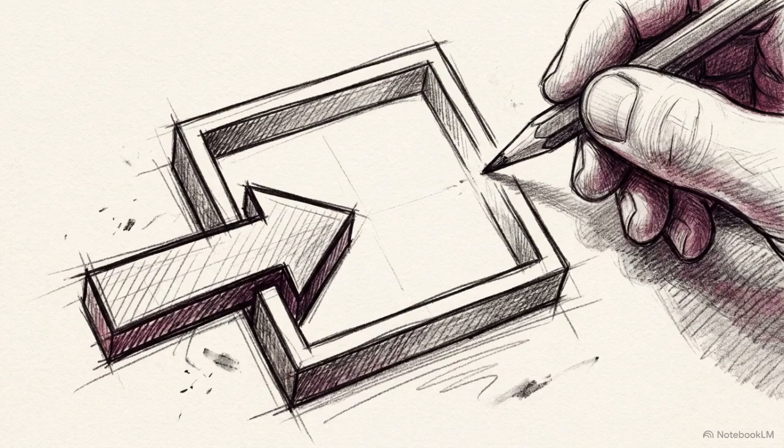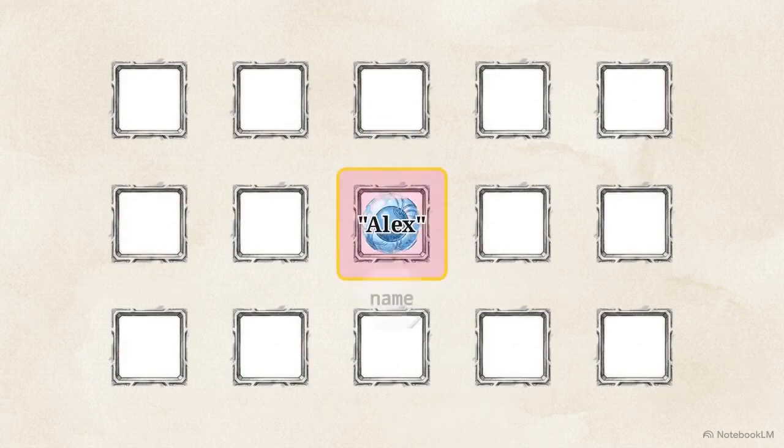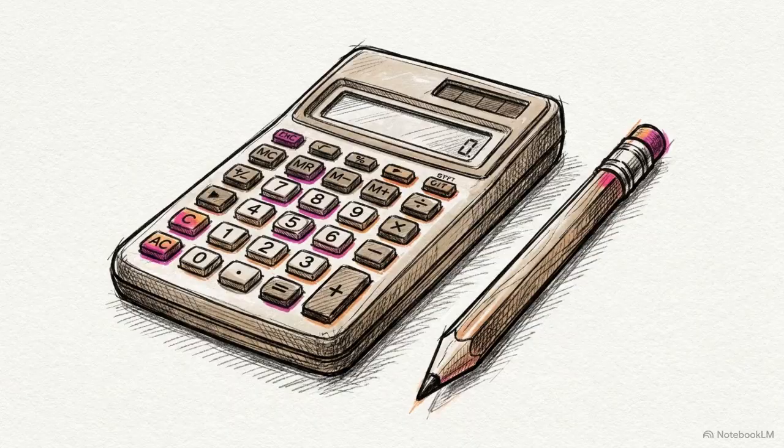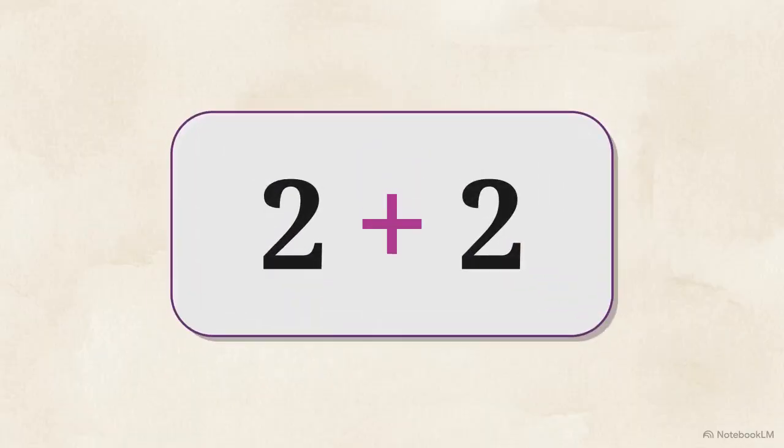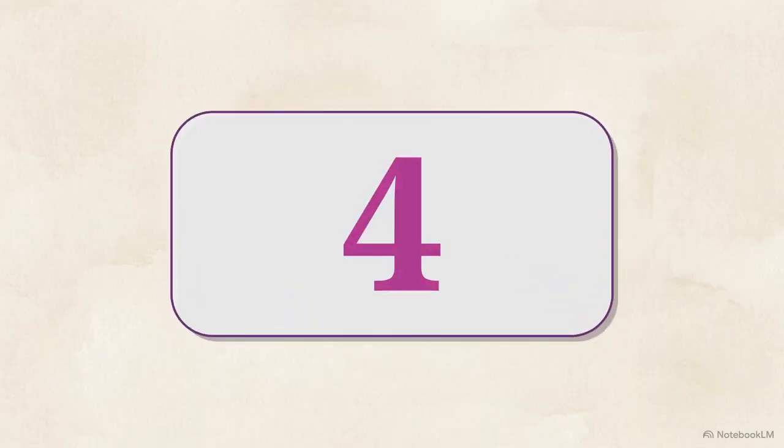Next, a variable. By typing name equals Alex, you create a dedicated storage space in the computer's memory to hold that specific piece of data. Python also has a calculator built right in. You use basic math symbols, like a plus sign, to add numbers together instantly.